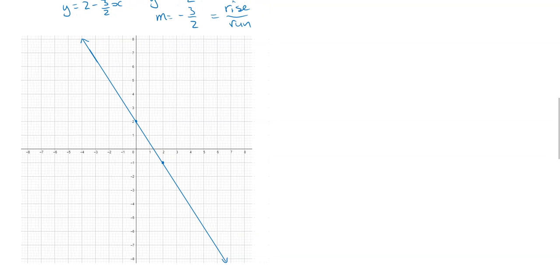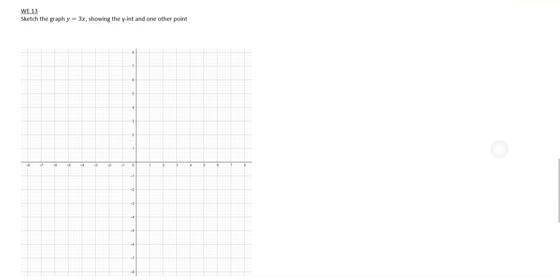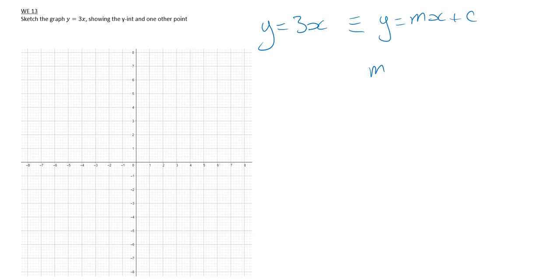Yeah, sure. The last one: sketch the graph y equals 3x showing the y-intercept and one other point. Not too bad. What is the y-intercept here? On y equals 3x, 0. Effectively, if I compare y equals 3x to y equals mx plus c, then my m is clearly 3 and my c is clearly nothing. 0. It's not there.